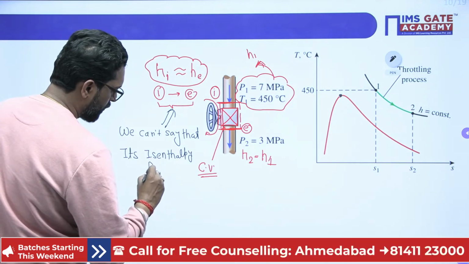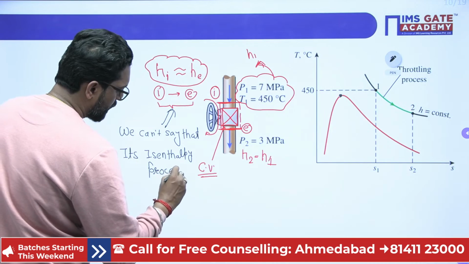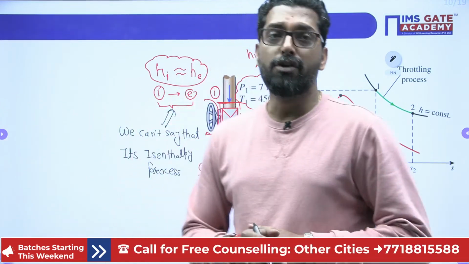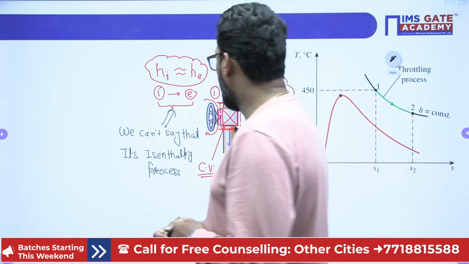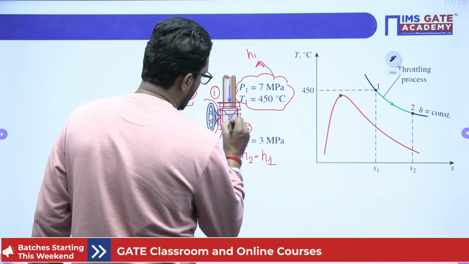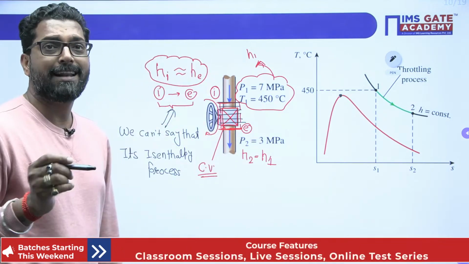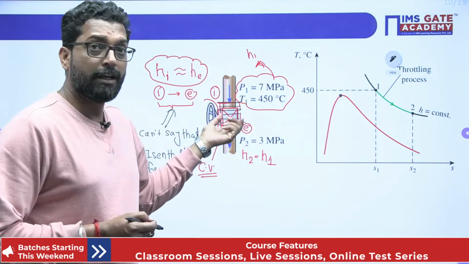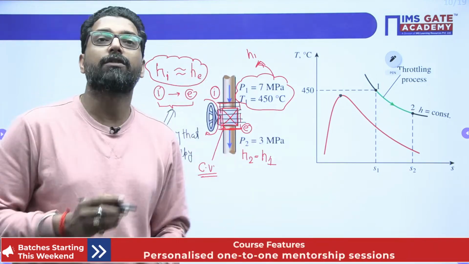Isenthalpic process. It is not necessary, but it depends upon the fluid also, beta. For such types of fluid, the enthalpy will remain the same throughout the throttling. You can read about it in refrigeration. So refrigerant is a kind of fluid in which the enthalpy stays the same throughout.